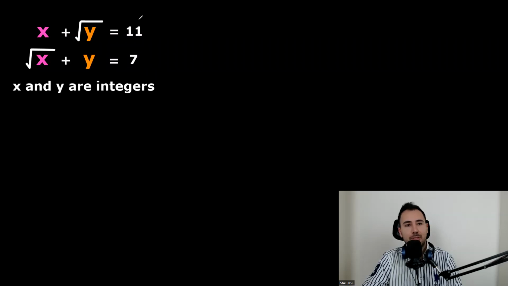We want to solve these equations together. Okay, let's begin. We know that by looking at these two, x and y are supposed to be equal or larger than 0. Okay, that's the first step.